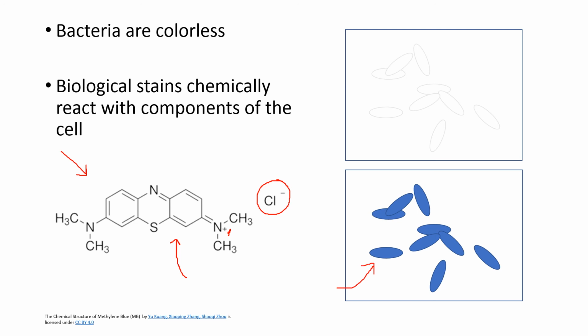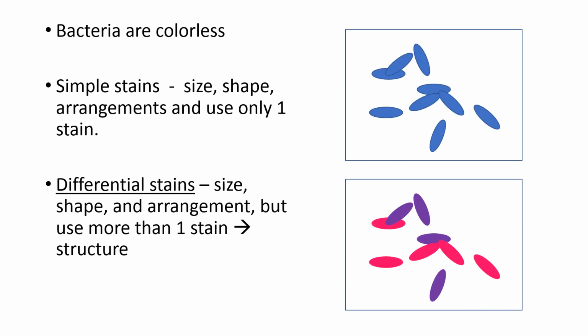And with this type of stain, we can get a little bit of information about the bacteria. This stain is called a simple stain because it uses only one stain, which is the methylene blue, and with it we can see information like the size, the shape, and the arrangement of bacterial cells.